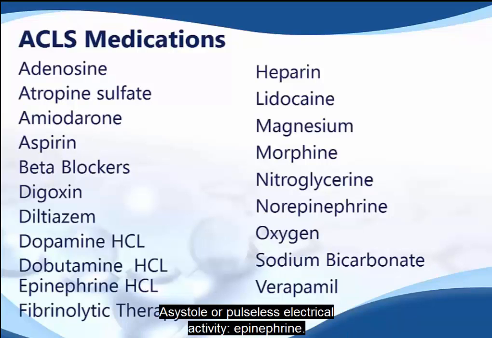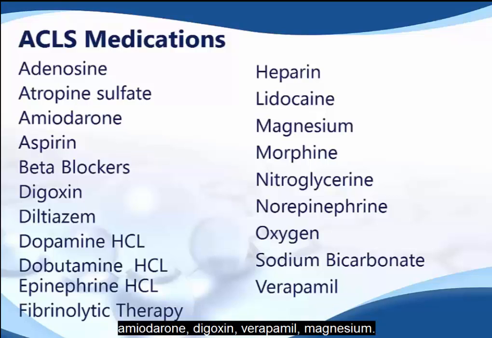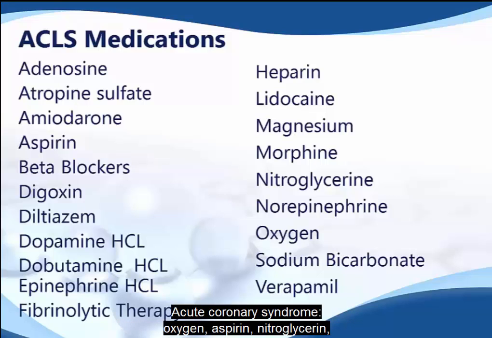Asystole or pulseless electrical activity, epinephrine. Bradycardia, atropine, epinephrine, and dopamine. Tachycardia, adenosine, diltiazem, beta blockers, amiodarone, digoxin, verapamil, magnesium. Acute coronary syndrome, oxygen, aspirin, nitroglycerin, fibrinolytic therapy, heparin, and beta blockers.